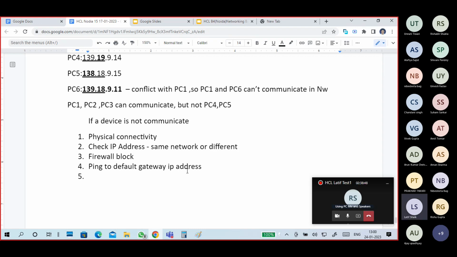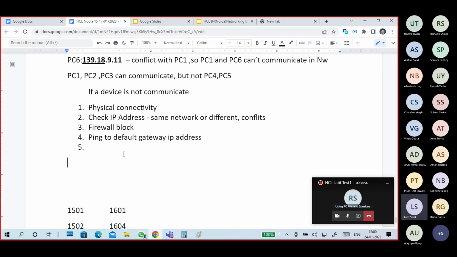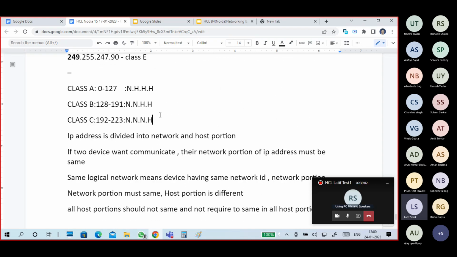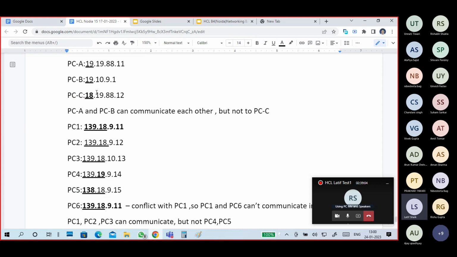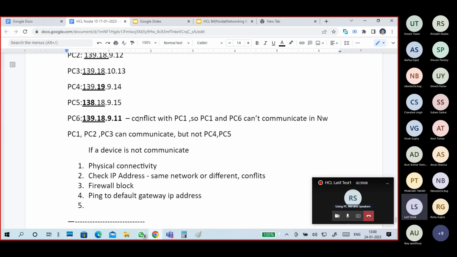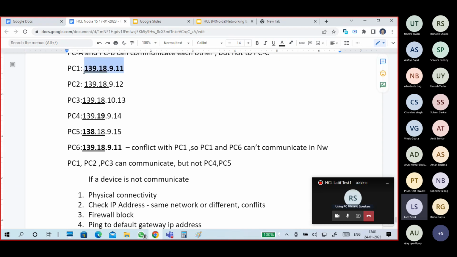That is also conflicts. Fix according to it. So this is a point, guys. IP addresses and their network portion and host portion. If two devices have the same network portion, they will communicate with each other, and two devices must not have the same IP address.